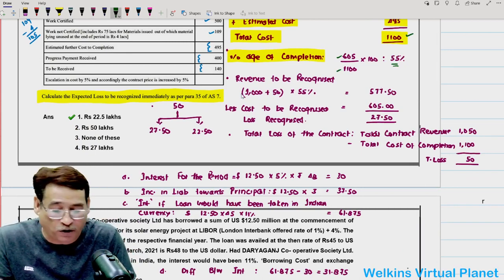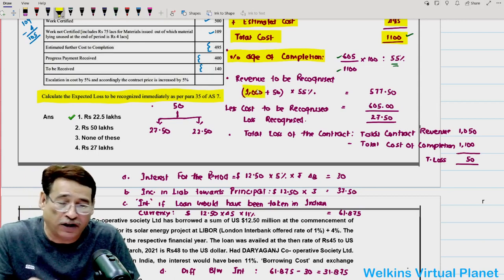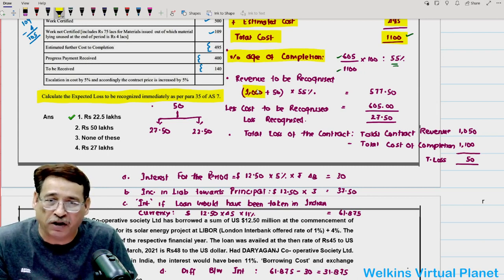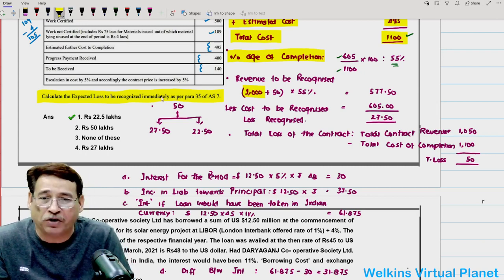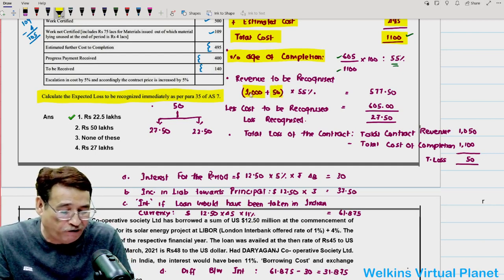What is the contract price? Contract price is 1,000. So 1,000 lakhs is the contract price. But don't let it slip out of your memory that in this particular case there is an escalation clause, and the question has very clearly given that your contract price will increase by 5%.